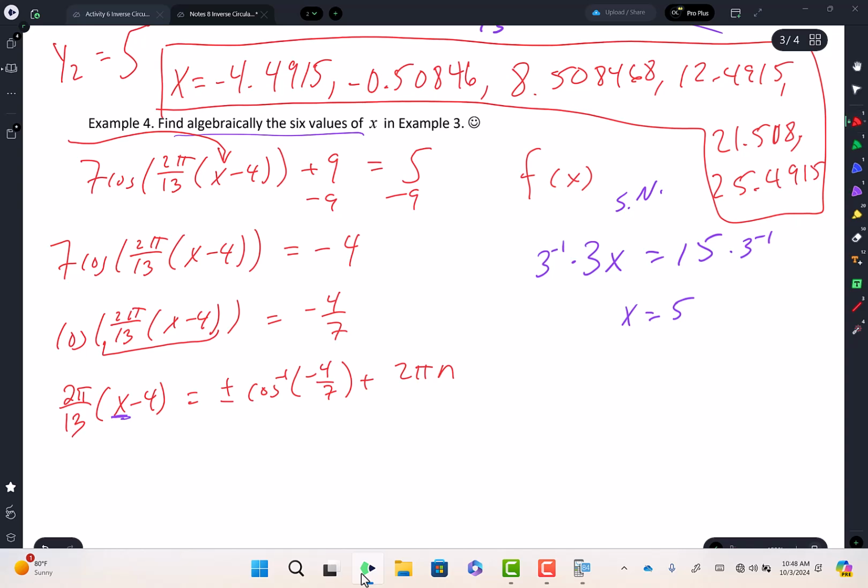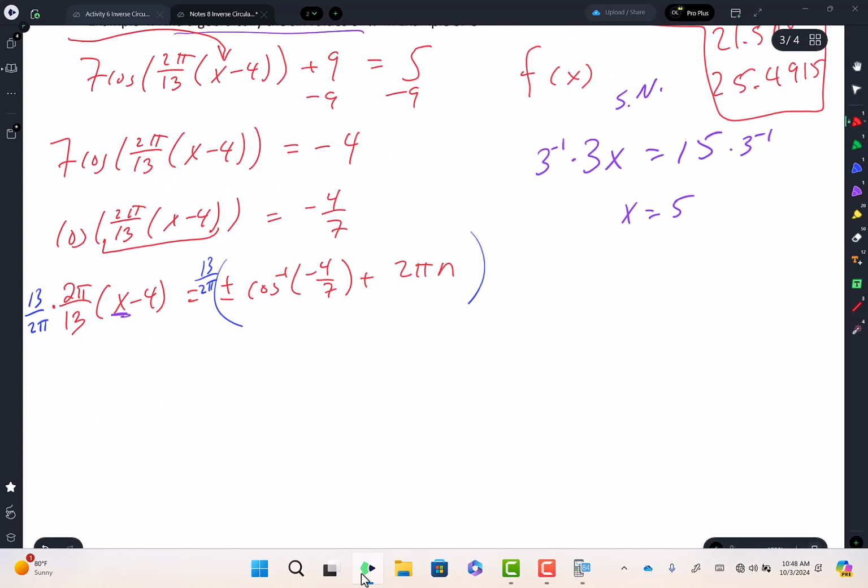Start with the letter R, the reciprocal. So I can multiply this by 13 over 2 pi. Whatever you do to one side, you do to the other. I'm going to go slow because here's a very confusing part sometimes. So there it is, and now look what I'm going to have. I'm going to go slow, guys.